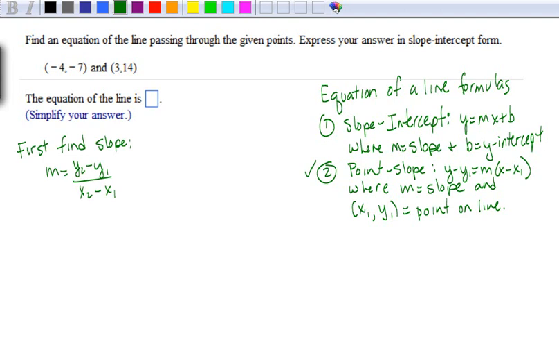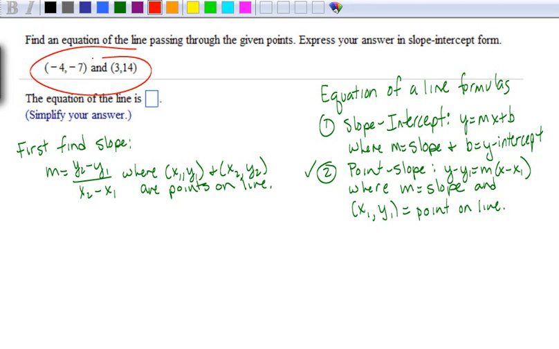The formula we're going to use is m equals y2 minus y1 over x2 minus x1, where the 2 points x1, y1 and x2, y2 are points on the line. This makes sense because we know the formula rise over run, where the rise is the difference between the y's and the run is the difference between the x's. So we are going to do that. So if I look at my 2 points here, my first point is going to be x1, y1, and my second point is going to be x2, y2.